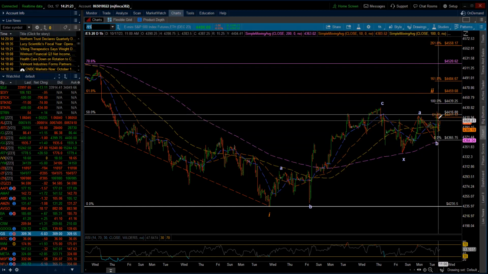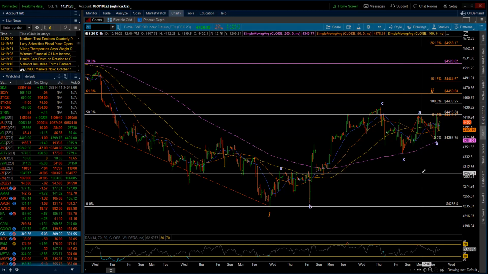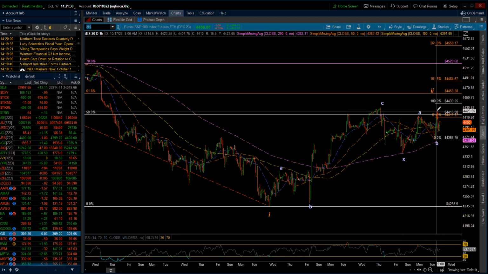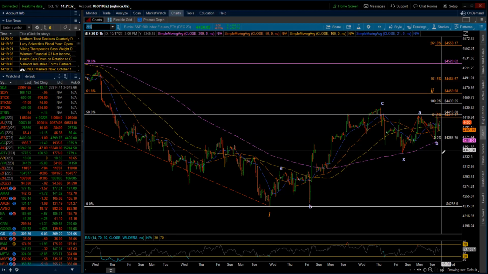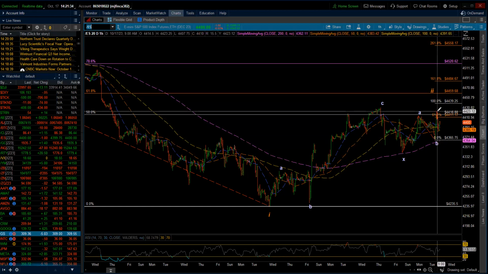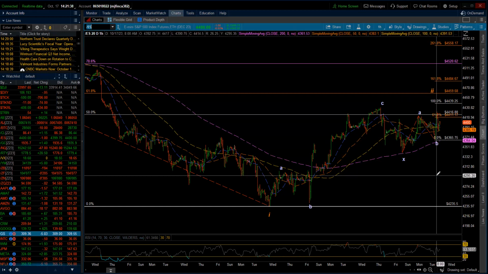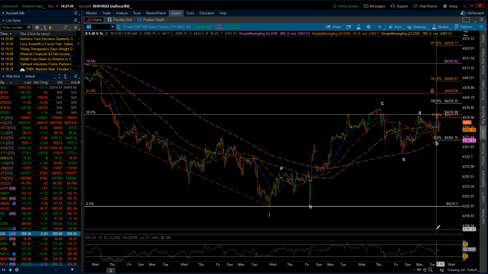If we go down immediately from here, I know I'm having trouble with my Wi-Fi, guys. I hope this all comes out okay. If it just turns and we start to go down from here, then we're likely already done, and we're into that minor third. Same story. Always going to be the same story. If minor wave 3 is beginning, it's just going to start to go, go, go, go, go.